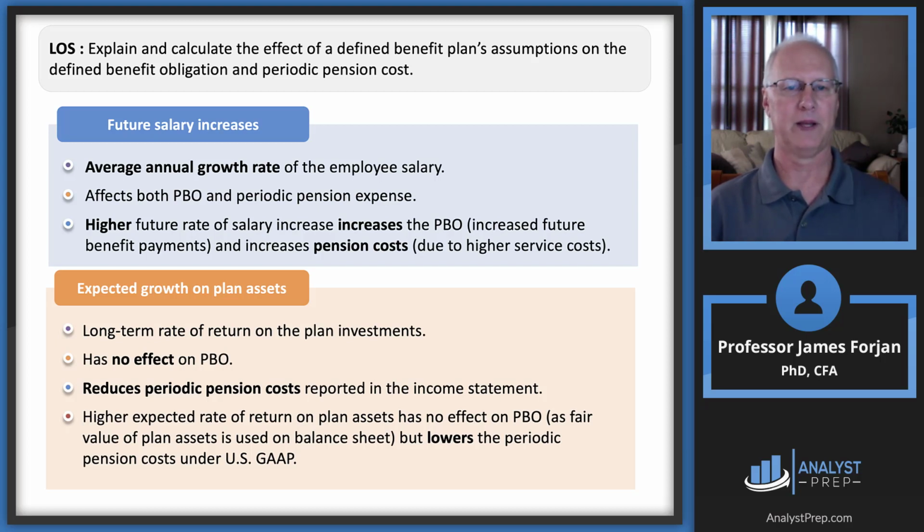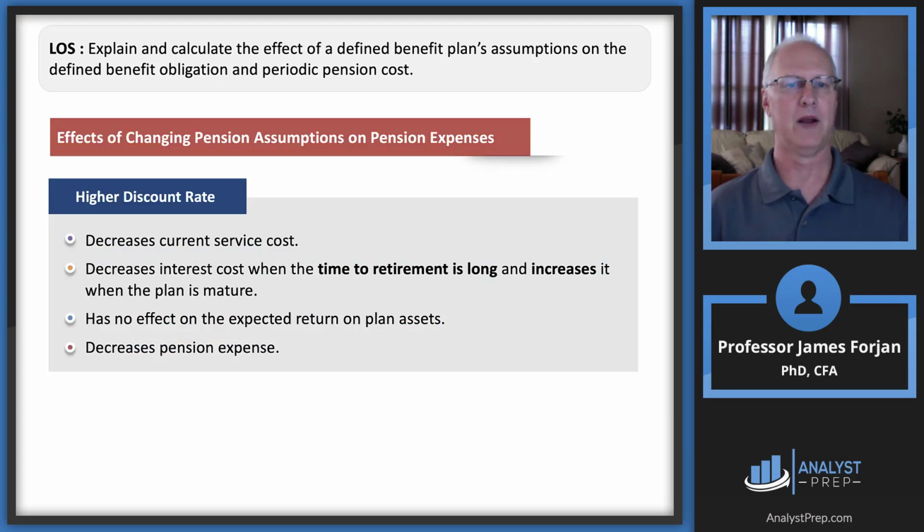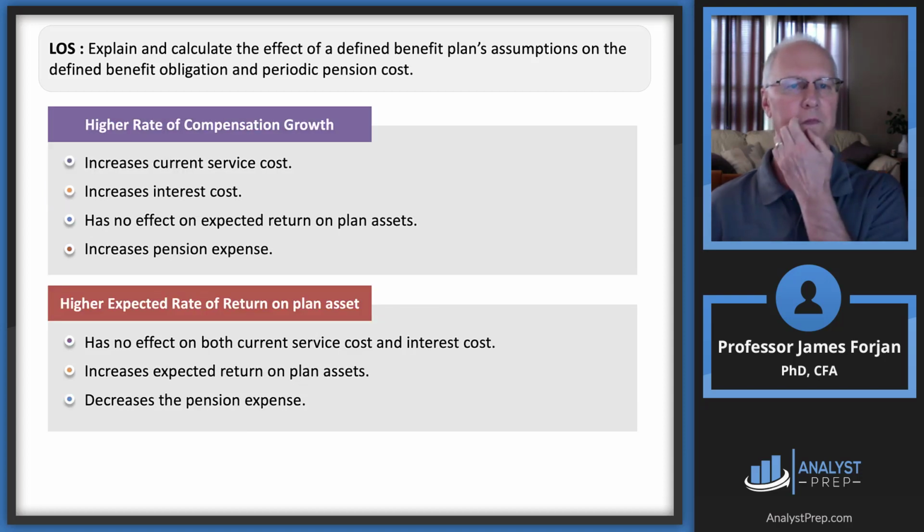How about the expected growth in plan assets? No effect on the obligation, but it's going to reduce the periodic pension costs. That makes sense. All right, how about a higher discount rate? Decreases the current service cost, decreases the interest cost when the time to retirement is long, and it increases it when the plan is mature. Has no effect on the expected return on plan assets. That makes sense. And it will decrease the pension expense.